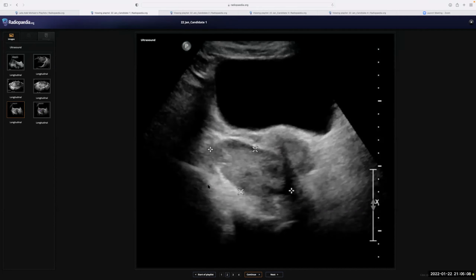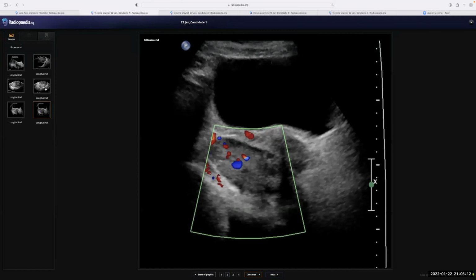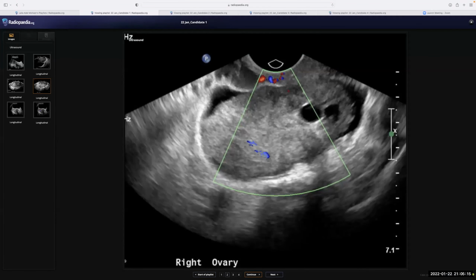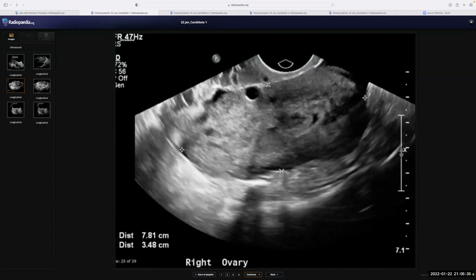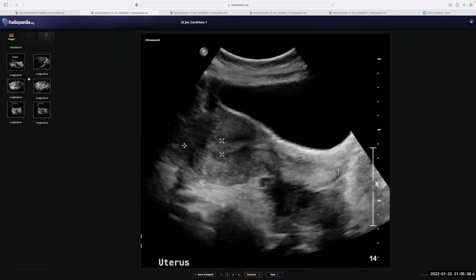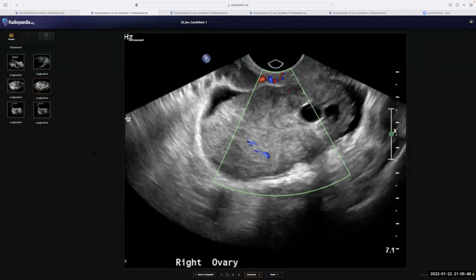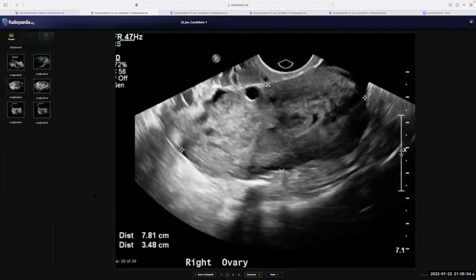I think this is an ovary which is being measured, and then this is an endovaginal scan image of the ovary. I can see there is a gestational sac which is identified, but it is not within the uterus, it is outside the uterus. So I suspect this can be an ectopic pregnancy, and I don't see any evidence of free fluid.